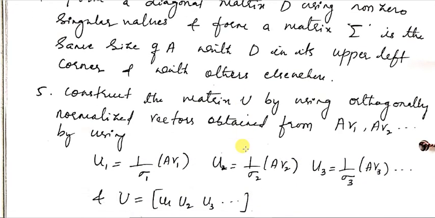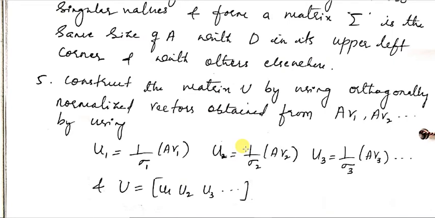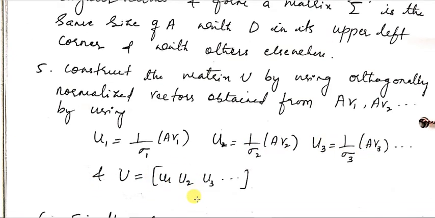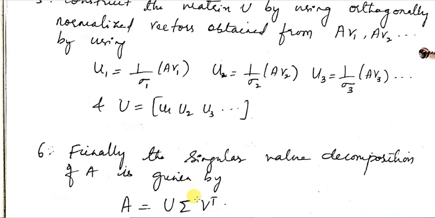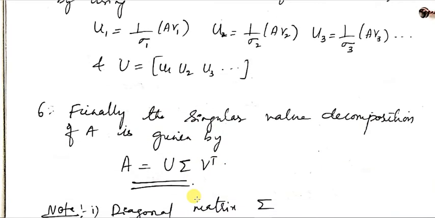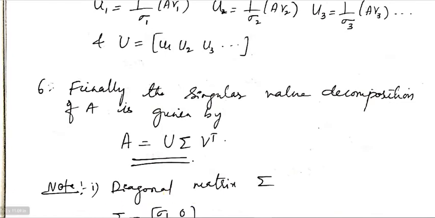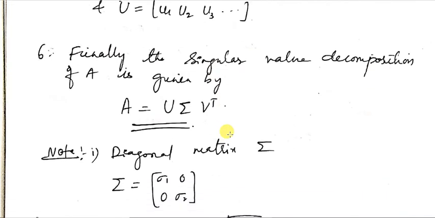Next, we have to construct the matrix U by using orthogonally normalized vectors obtained from AV1, AV2 and so on, by using U1 is equal to 1 by sigma 1 AV1, U2 is equal to 1 by sigma 2 AV2, U3 is equal to 1 by sigma 3 AV3, and we have to write U. And finally, the singular value decomposition of A is given by A is equal to U sigma V transpose. So we have to follow the above steps to decompose a rectangular matrix into a product of three matrices.